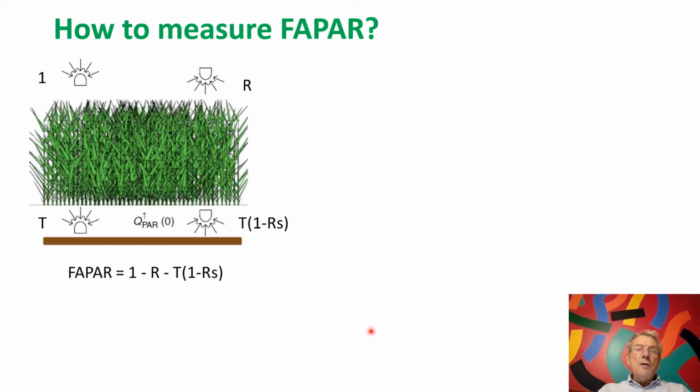How can we measure FAPAR, the fraction of absorbed radiation? One usual way is to make a radiation balance. We measure the incoming radiation, the reflected radiation, the transmitted radiation, and the radiation that is absorbed by the soil, by the background, which is the transmitted radiation multiplied by the fraction that is absorbed, which is 1 minus the fraction that is reflected, or by the canopy. So the fraction of absorbed radiation can be computed using this simple equation.